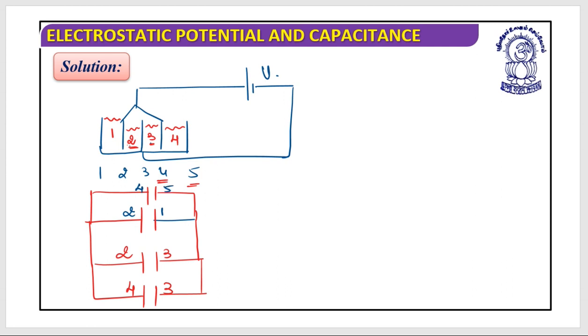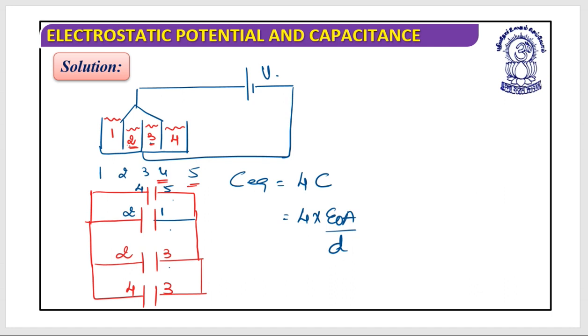So if I try to find the C equivalent, I consider that there are 4 capacitors connected in parallel, and when they are connected in parallel, it's C plus C plus C plus C, which is 4C. So that should be equal to 4 times epsilon naught A by d. This is the C equivalent.